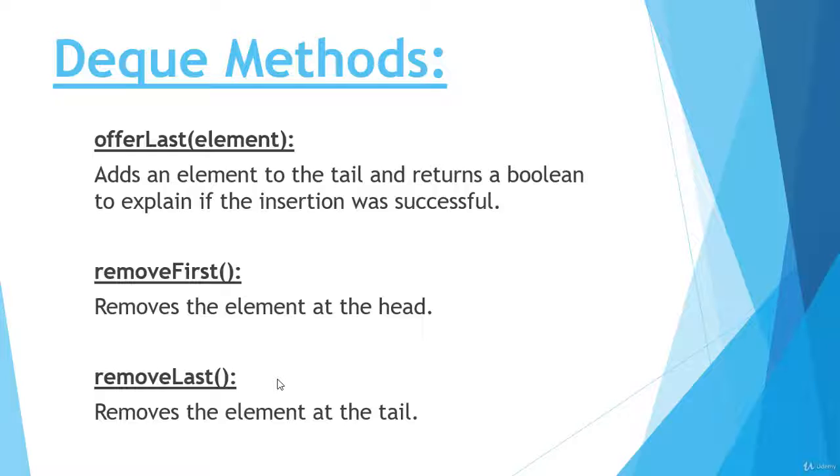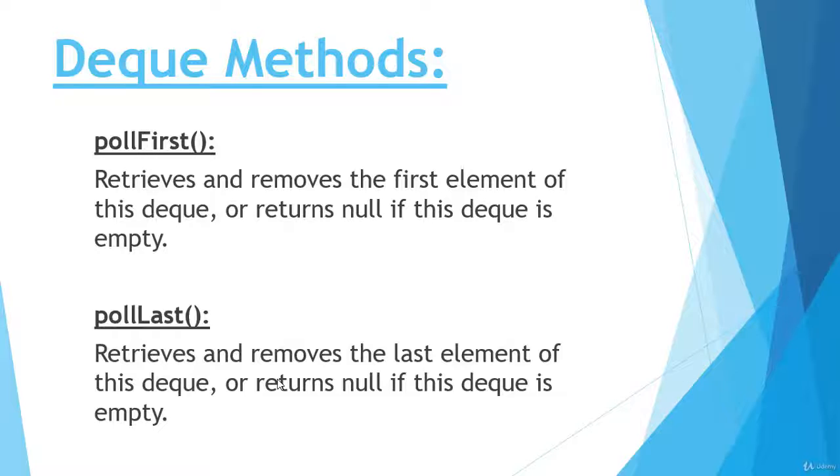In a similar way we have the offerLast method. It adds an element to the tail and returns a boolean to explain if the insertion was successful. After that we have the method removeFirst, which removes the element at the head, and removeLast, which removes the element from the tail of the queue. After that we have the method pollFirst. It retrieves and removes the first element of this Deque and returns null if the Deque is empty. So this method removes the first element, the head of the queue, and returns null if the queue is empty.